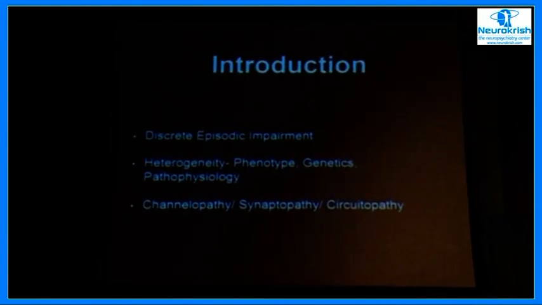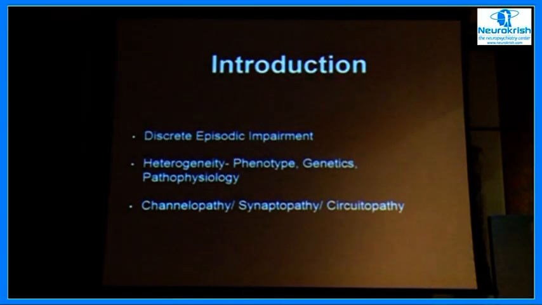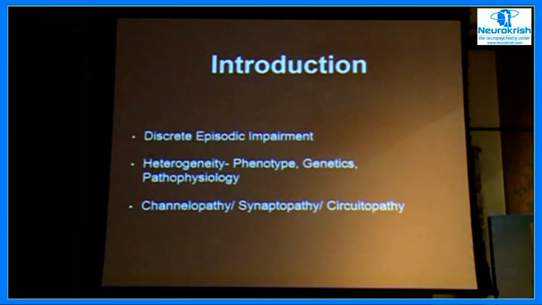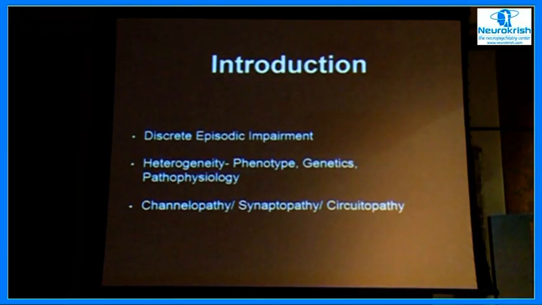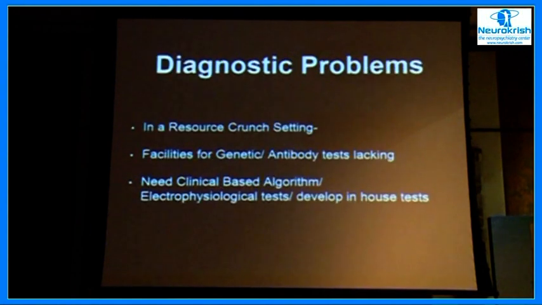So basically, you have discrete episodic impairment with heterogeneity in terms of phenotype, genetics, and pathophysiology. And there is dysfunction, could be at the channel level, or it could be a synaptopathy like ligand channels, or it could be even a circuitopathy where you have patients like stiff person syndrome where interneurons get affected. So etiology could be either genetic or acquired in the form of autoimmune disease.